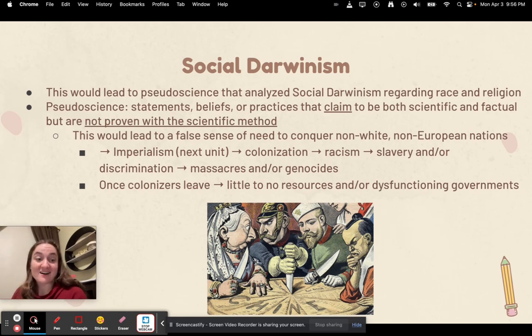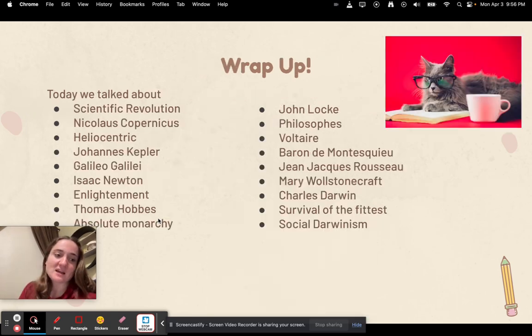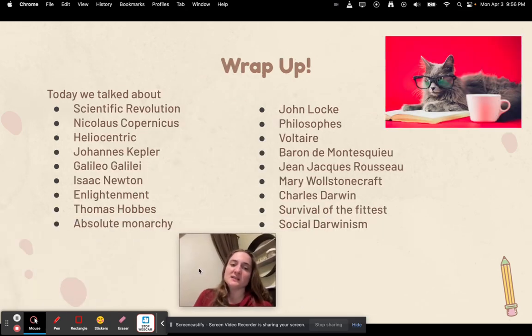So once the colonizers leave out of imperialism, and we'll talk about this more next unit, usually it ends up that that country would have little to no resources and/or a dysfunctioning government. So it's really this giant snowball effect of how it really ruined a lot of people's lives in a lot of countries. Oh, but we'll get to that. That's not until another 2 weeks.